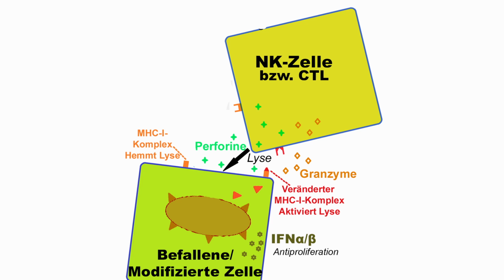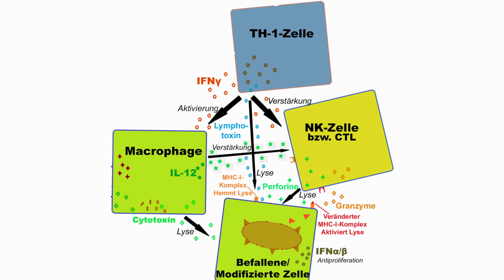At the same time, the interferons IFN-alpha and IFN-beta are secreted from affected cells, which autocrine stop proliferation. Against this background, IFN is used in cytostatic therapy. Macrophages are also involved in the lysis of infected and modified cells. They secrete IL-12, which increases the activation of the natural killer cells and cytotoxic lymphocytes and secretes, as in the classic primary response, cytotoxins that lyse the infected cells and pathogens.